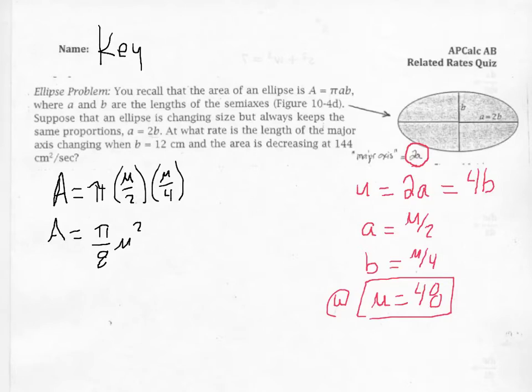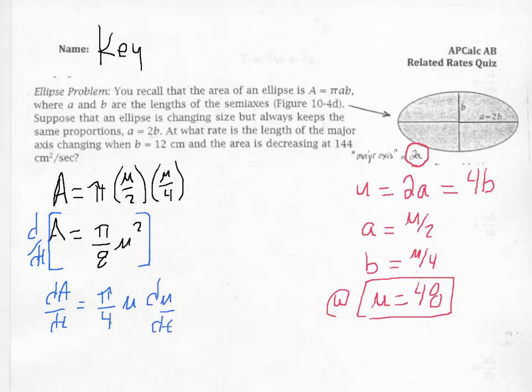And now what I'm going to do is take this equation and watch what happens when I take the derivative of this with respect to time. So I'm going to end up with dA/dt is equal to, this will be 2 times pi over 8, which would be pi over 4, u to the first, and then using the chain rule, du/dt.